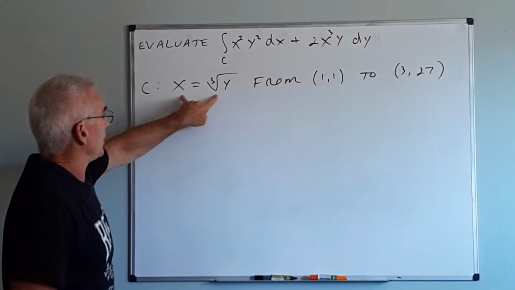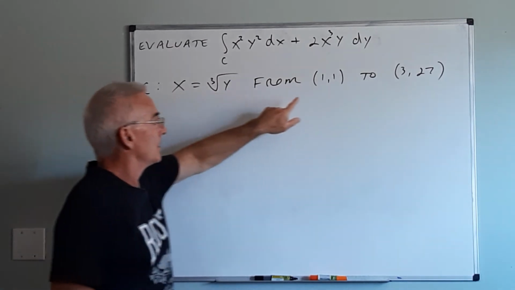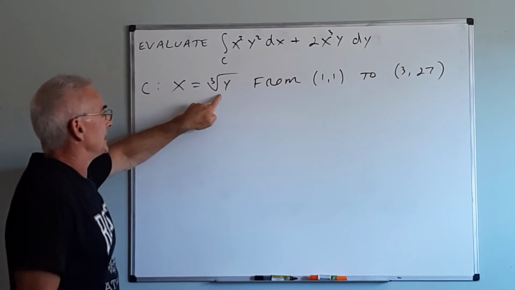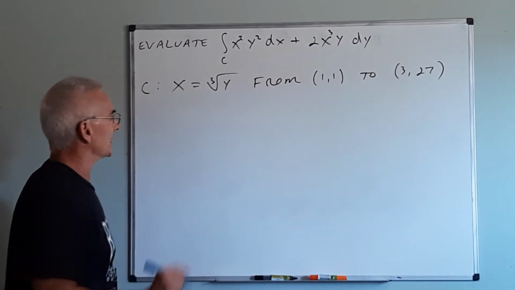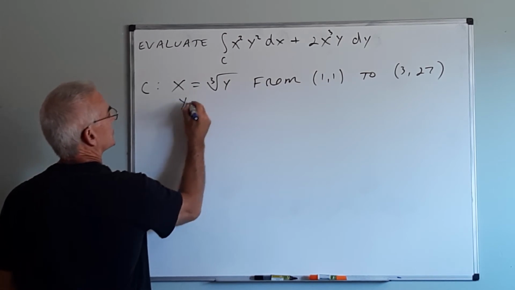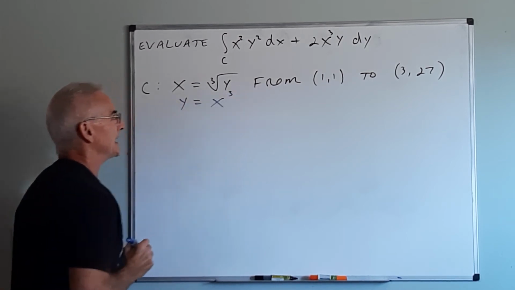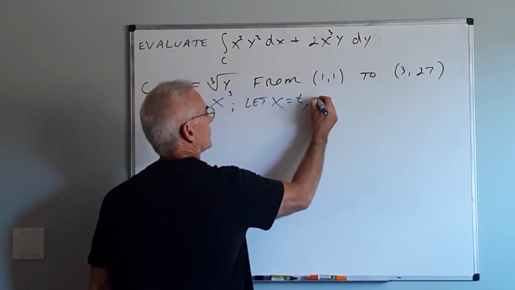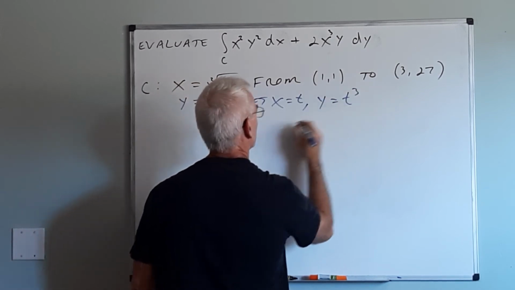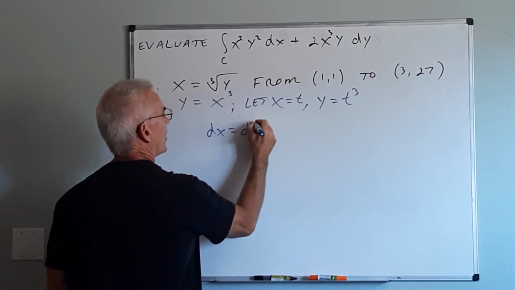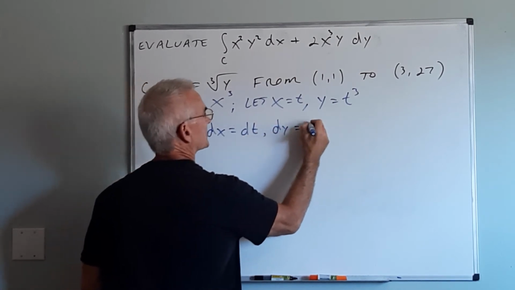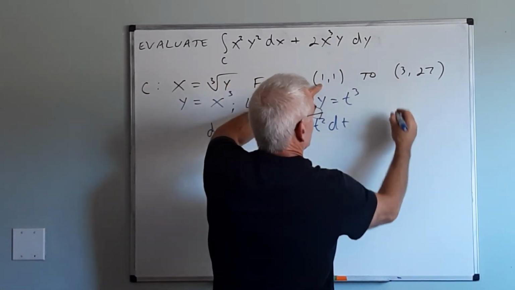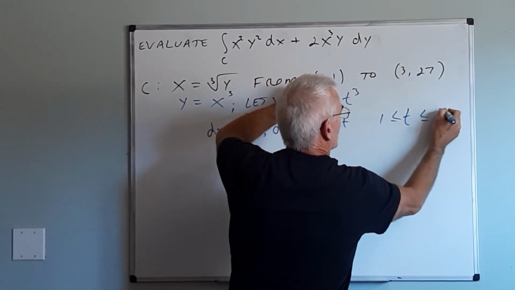Now, we want to go along the following path, x equals cube root of y, from (1, 1) to (3, 27). So I can either choose x to be my t and then y to be t to the 1/3. That sounds a little daunting, so why don't I instead change this to y equals x cubed. If I do that, then I would choose x to be t, y to be t cubed, dx is then 1 dt, dy is then 3t squared dt, and since we chose x to be t, it's clear to see that t will range from 1 to 3.